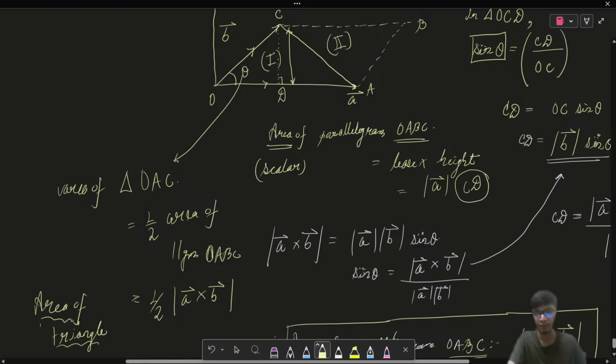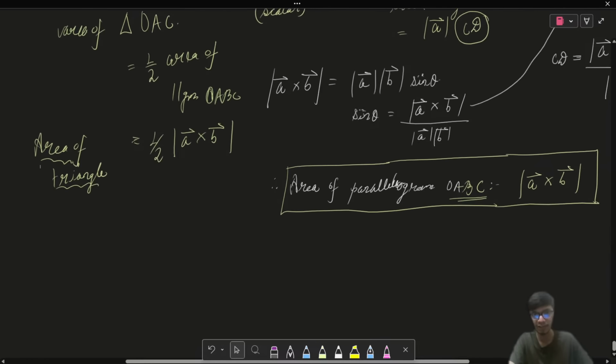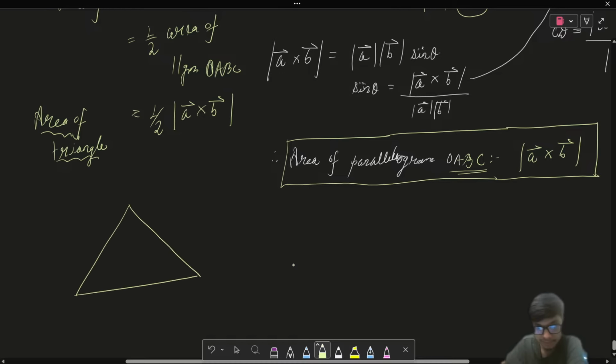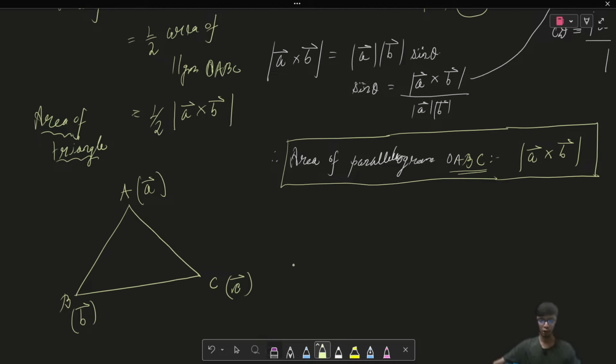So from here, another more important result can be obtained for the area of the triangle. Let us say I have the triangle given as A, B, and C, right? Now, if A vector, B vector, and C vector denote the position vectors of the coordinates of the triangle, then we want to find the area of this triangle in terms of the position vectors, which I have already discussed in our previous classes.